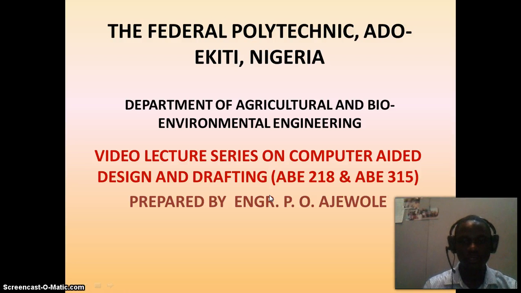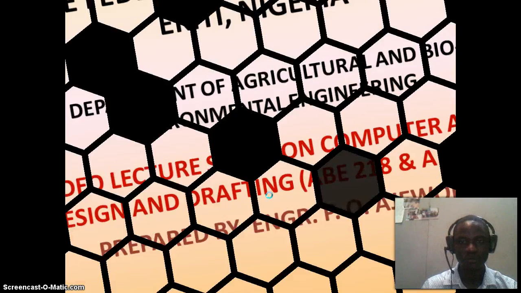And in this course, or rather these courses, you are going to learn the use of AutoCAD in making two-dimensional and three-dimensional drawings. Actually, the students of this course are expected to have learned manual drawing using drawing board and instruments. And I'm very sure that the students offering AB 218 and AB 315 have gone through that.